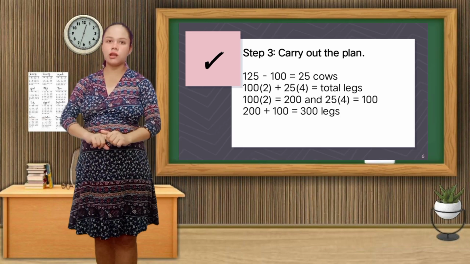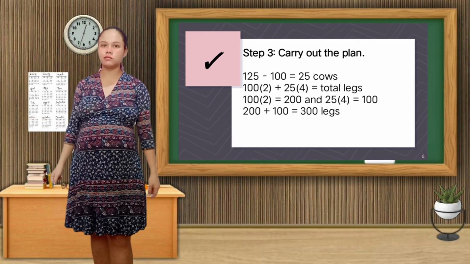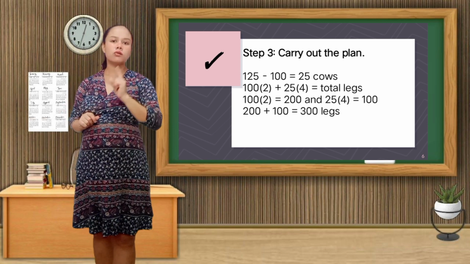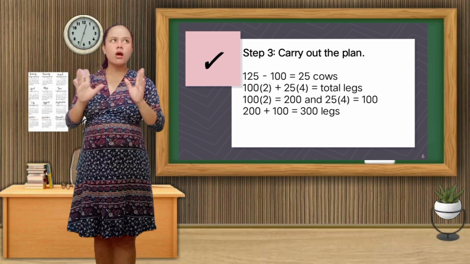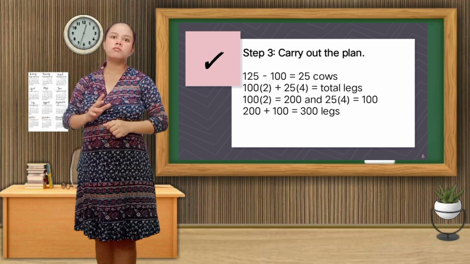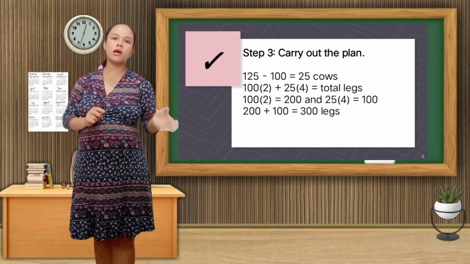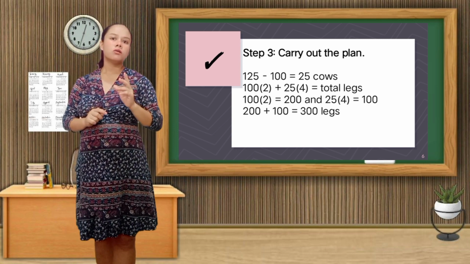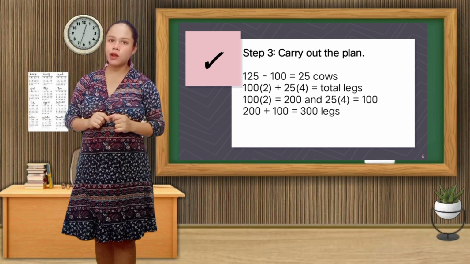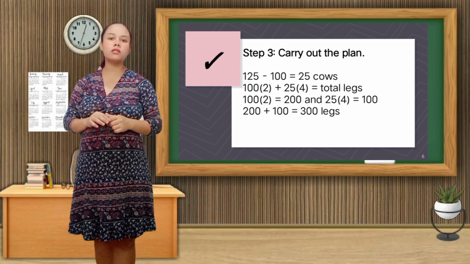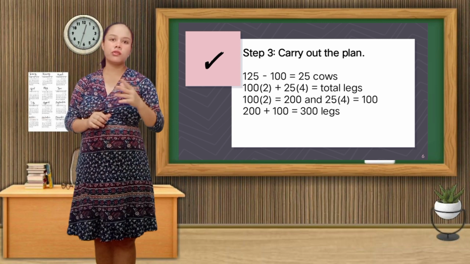So step 3, let's carry out the plan. 125 minus 100 is equal to 25 cows. So 100 times 2 plus 25 times 4 is equal to the total legs. We have 100 times 2 is equal to 200 and 25 times 4 is equal to 100. And we have the total legs of 300.